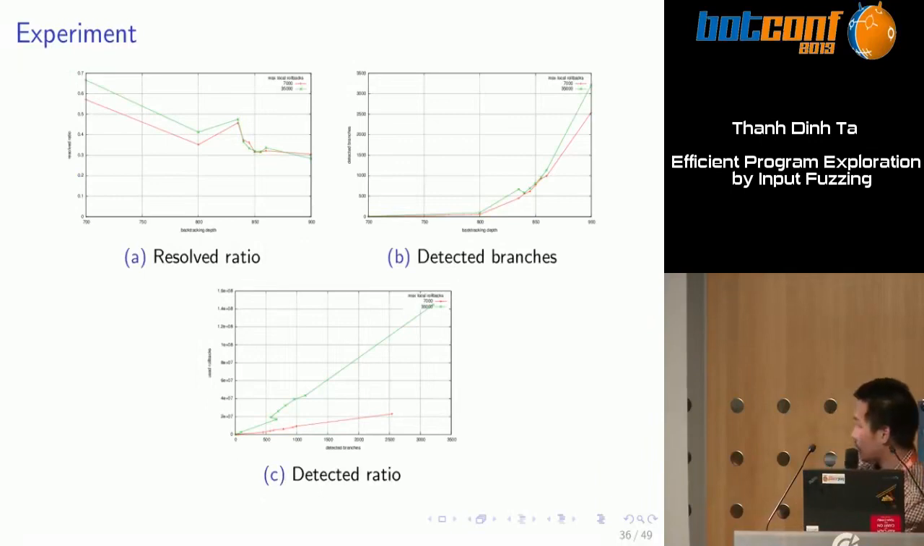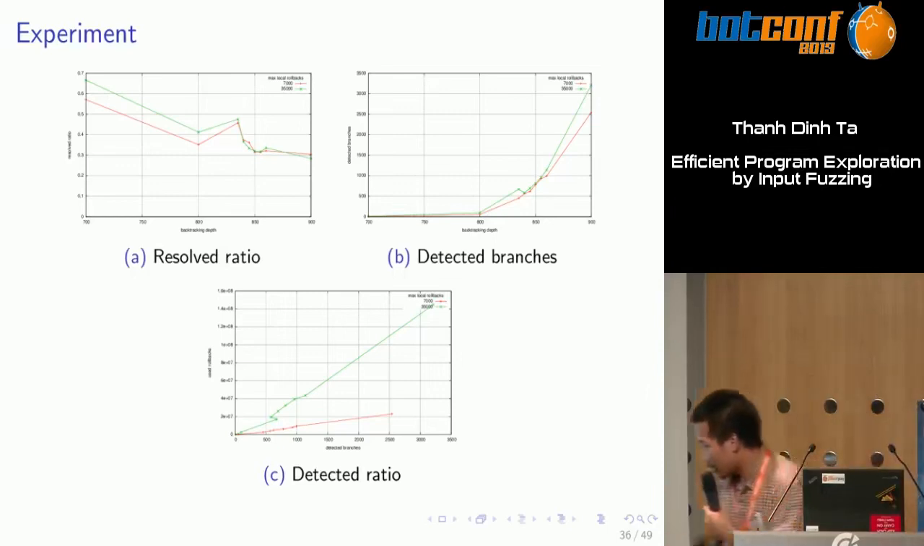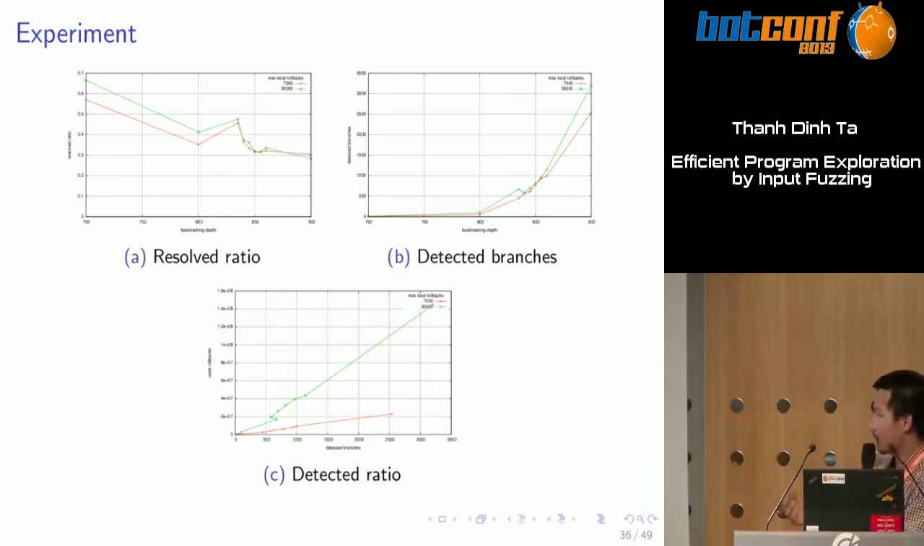For wget, we can see that the result ratio is quite stable at 33%, and we see that the number of detected branches increases exponentially with the number of rollbacks used, and the number of detected branches and the number of rollbacks used have a linear relation.